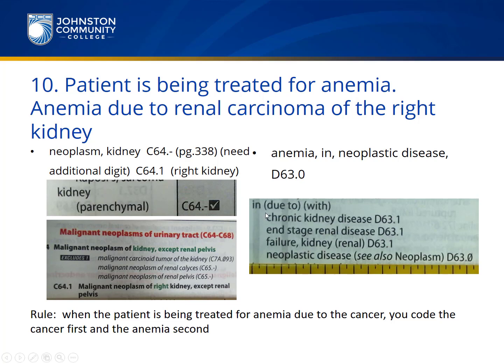So we're going to go to anemia, and then we'll go to N, which you see right up here, and due to or with, and then we go down to neoplastic disease, or you can also see neoplasm, and that gives us our code D63.0, which again you will go into the tabular and just confirm it.